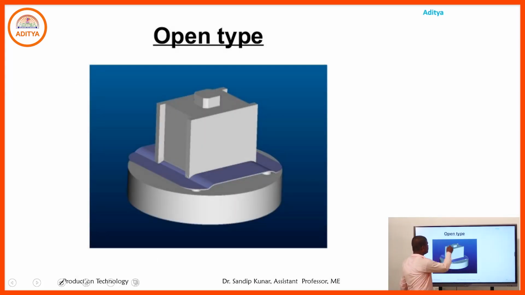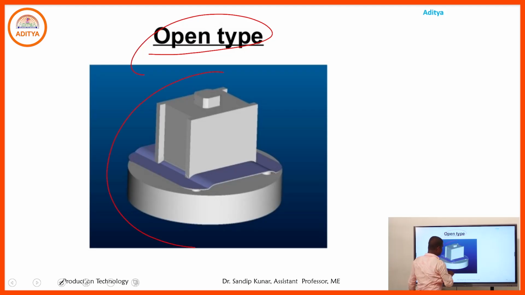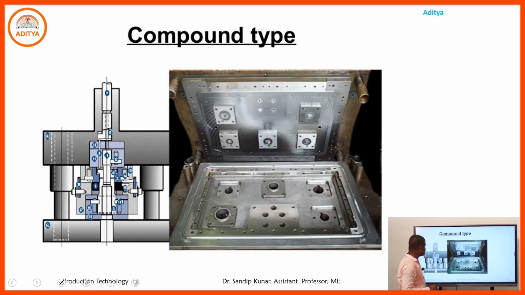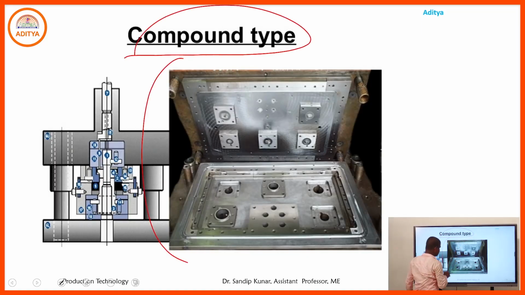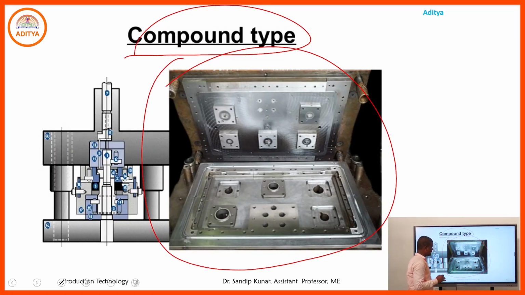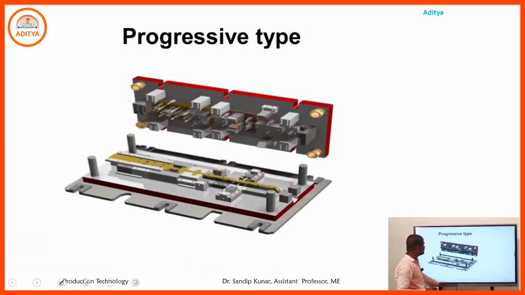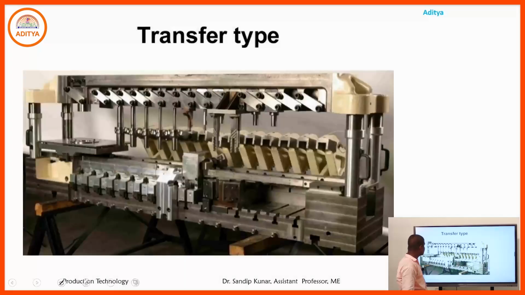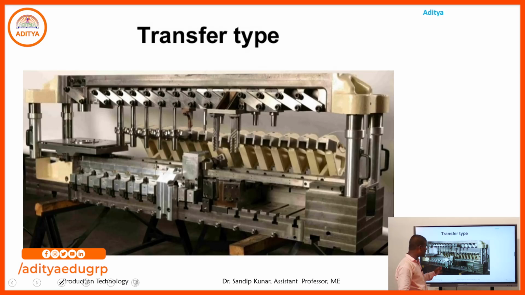That is the open type die. That is the compound die. That is one example picture of the compound die. Another, that is the progressive die. That figure shows the progressive die, and that is the transfer type die, means one operation has been done, then it will be transferred to other stations.